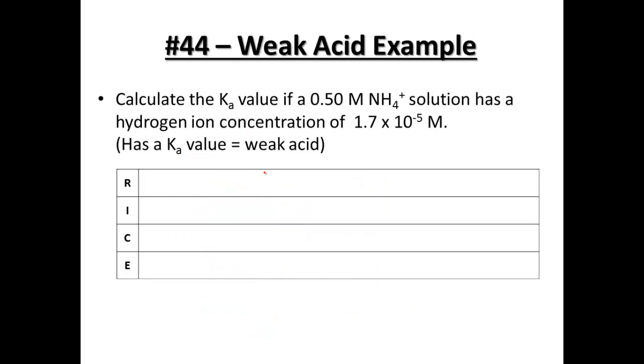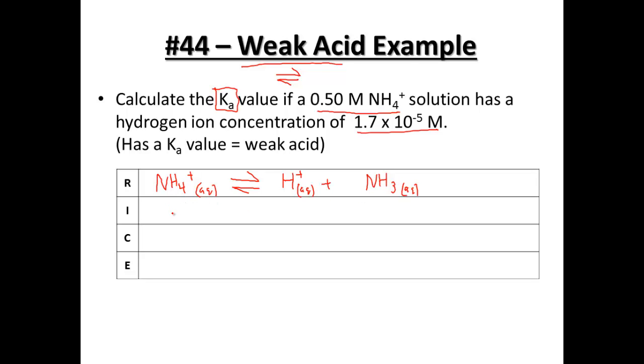So where our calculations come in is if we were to look at a weak acid. Now our weak acids, remember, are going to show a reversible arrow. Calculate the Ka value of a 0.5 molar NH4 plus solution that has a hydrogen ion concentration of 1.7 times 10 to the negative fifth. We're going to start out with our equation: NH4 plus in the solution is going to have a reversible reaction to produce hydrogen ions and ammonia.